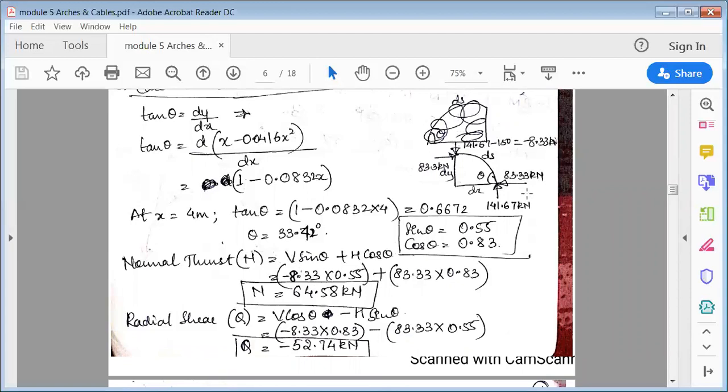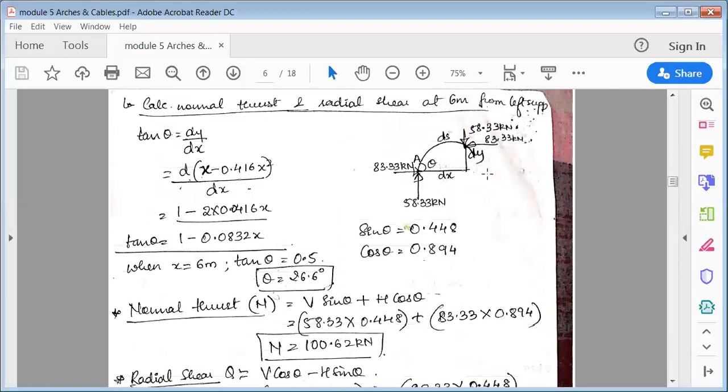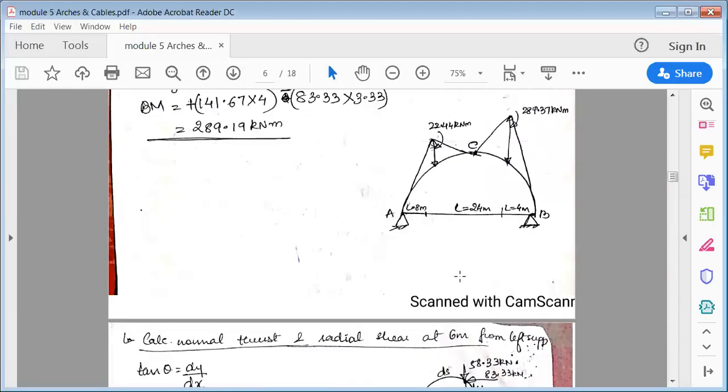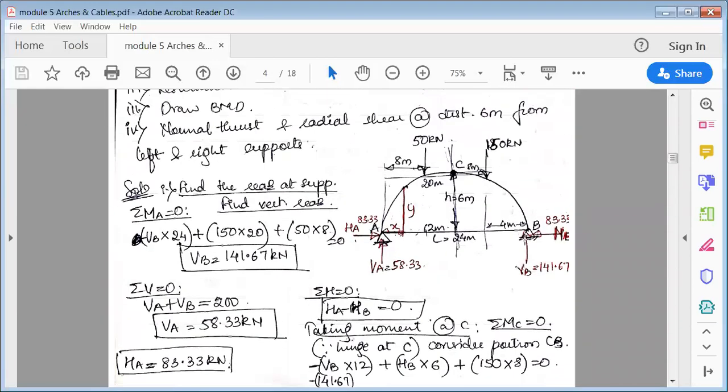Now in this case, from 0 to 4, exactly at the 4th meter there is a load acting here. In the previous case, it was acting at 8 meter from the left. From 0 to 6 there was no load, but beyond 8 meter it was acting, so we didn't consider any vertical force. But here, this is 0 and this is 4, so at 4 meter there is 150 kilonewton acting. So here it is 141.67, and there is a load of 150 kilonewton acting downward.